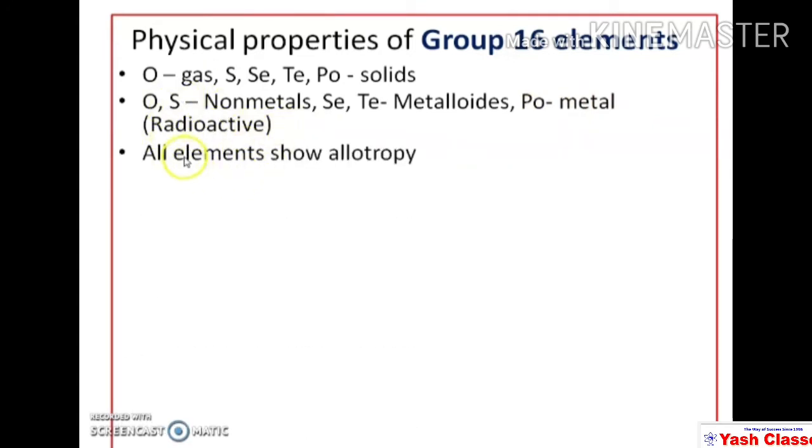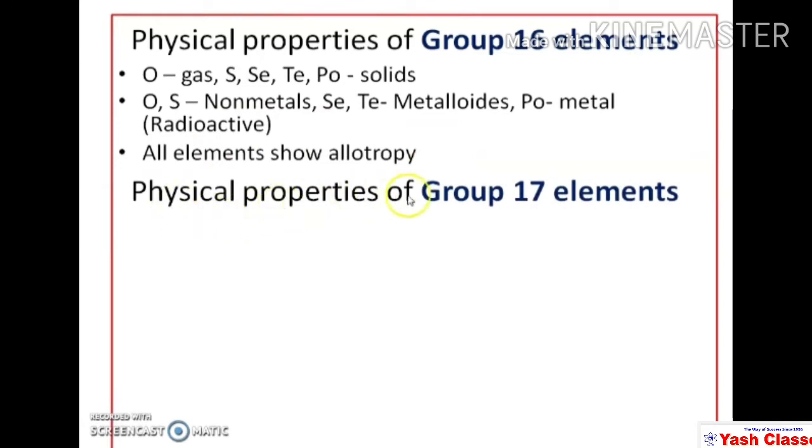All the elements, that is oxygen, sulfur, selenium, tellurium and polonium, show allotropy. And you know allotropy means that when a given element exists in two or more physical forms, these are the allotropes. You know sulfur exists in different allotropic forms, rhombic and monoclinic. So these are the allotropic forms of sulfur. So all elements show allotropes.